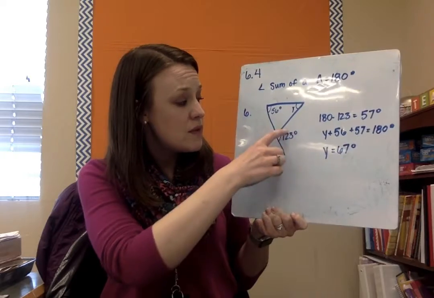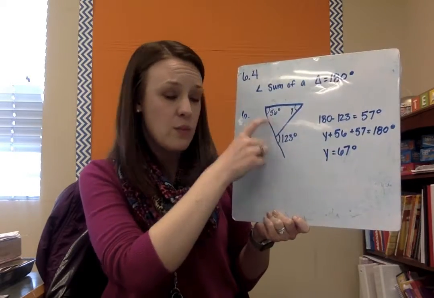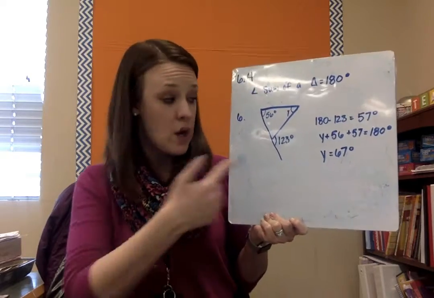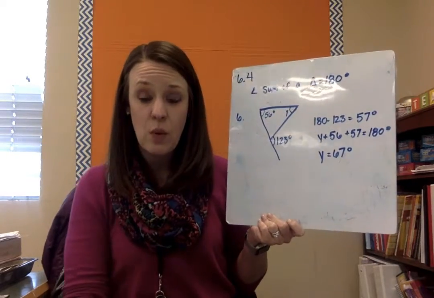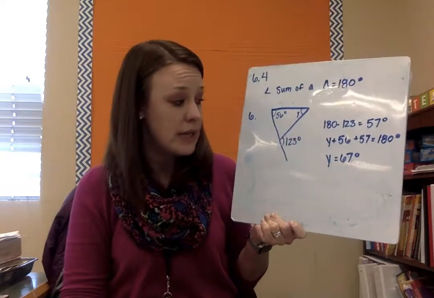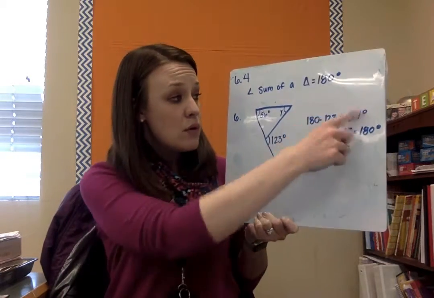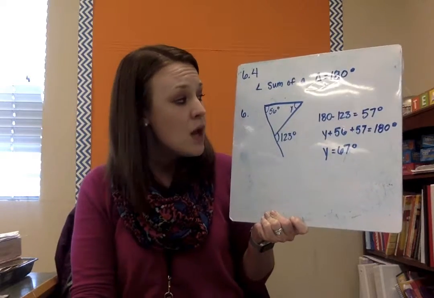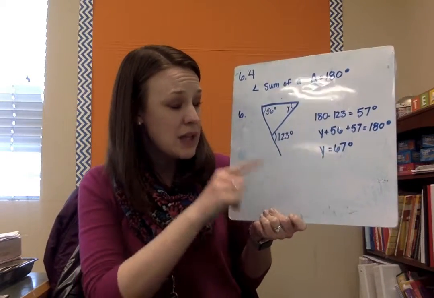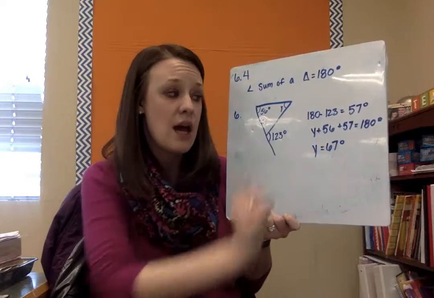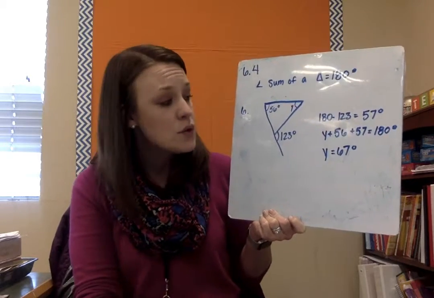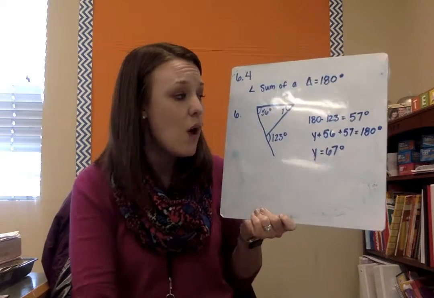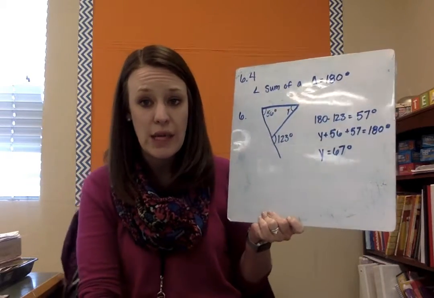So we know that this is 123 degrees, and we know that since this is a line, the other side of that plus 123 is going to have to equal 180 since a line is 180 degrees. So we find that that interior angle is 57 degrees. When I add y plus 56 plus 57, it has to equal 180. So then when I subtract 56 and 57 from 180, I get that y equals 67 degrees.